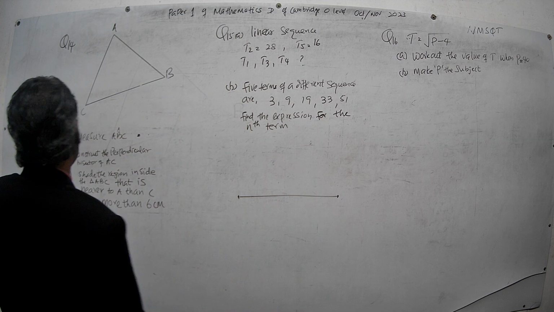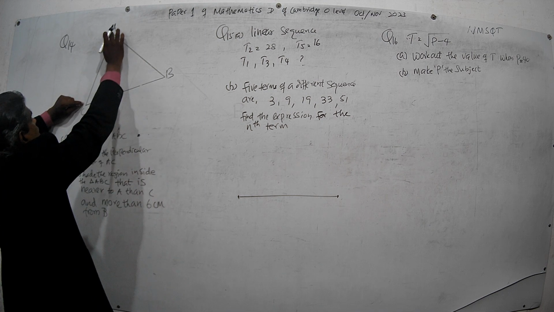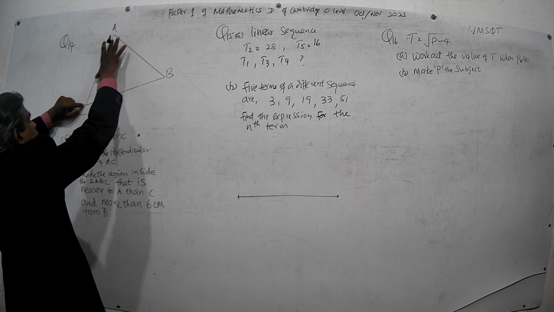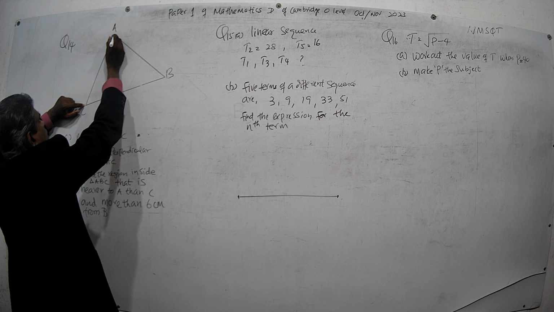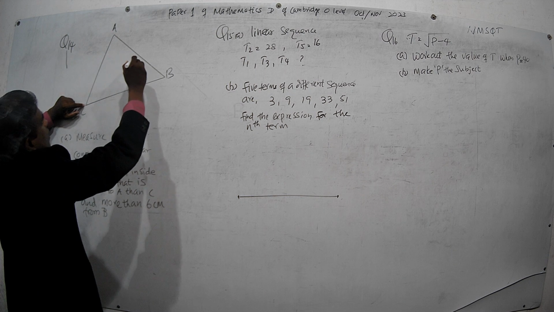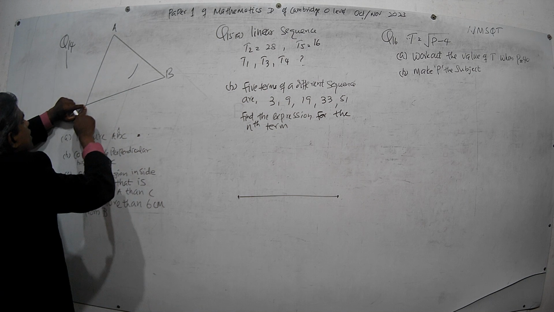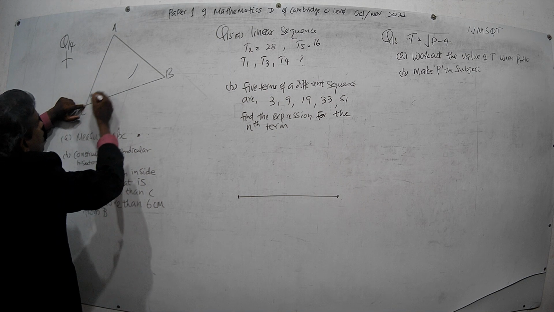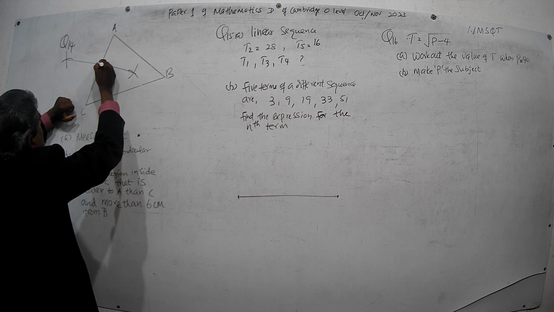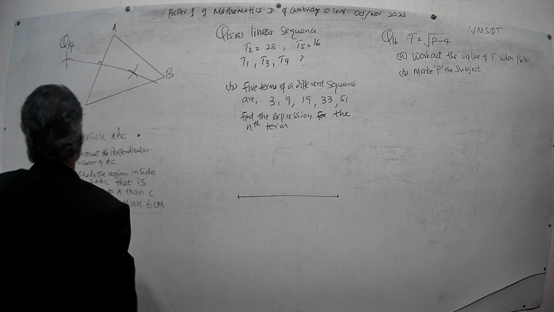Here they ask you to construct the perpendicular bisector of line AC. Here I put the metal point here, take more than half the length of AC as radius in the compass, keep the metal point here and cut an arc here, and cut an arc here also. Then keep the metal point here, and with the same radius cut an arc here and cut an arc here, right? Then you draw the line, that is the perpendicular bisector. Okay, like that.